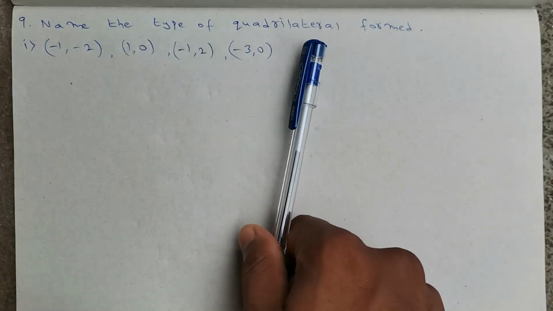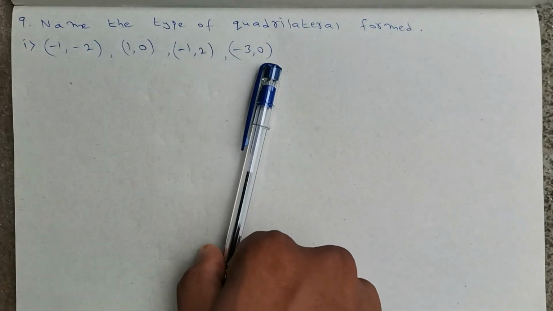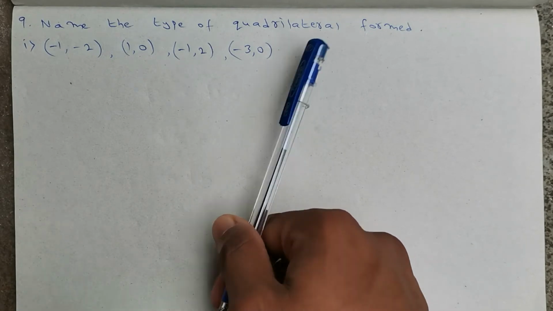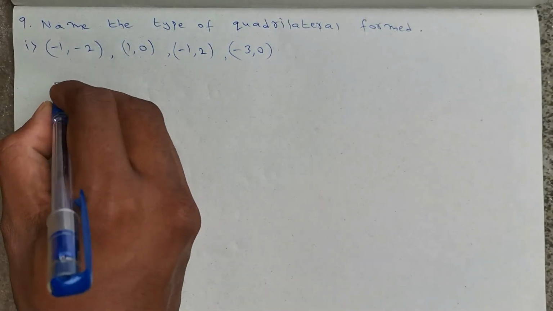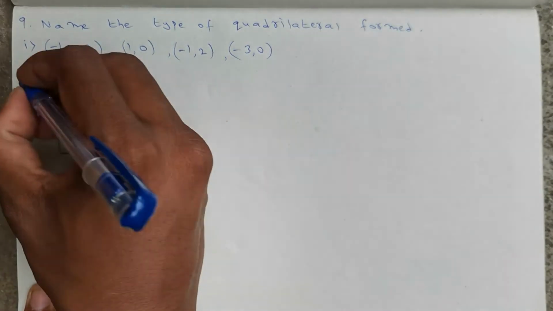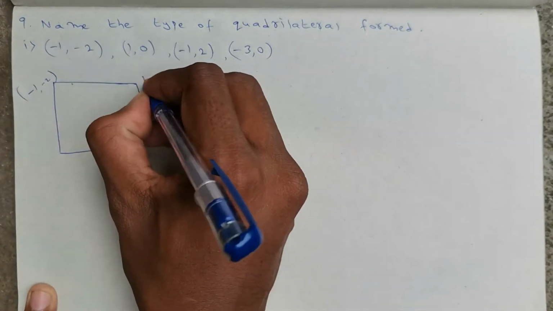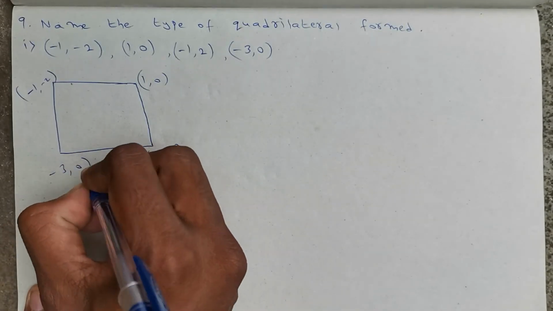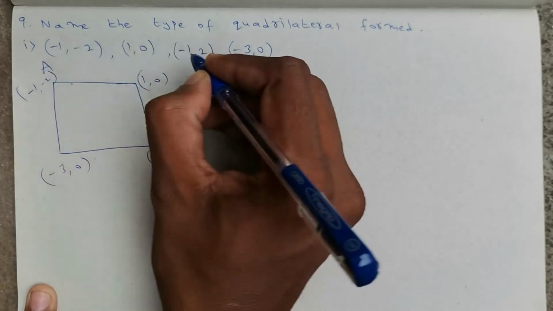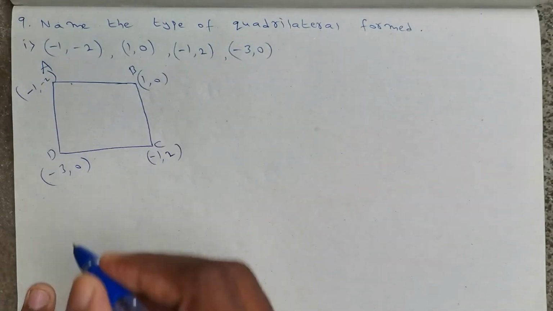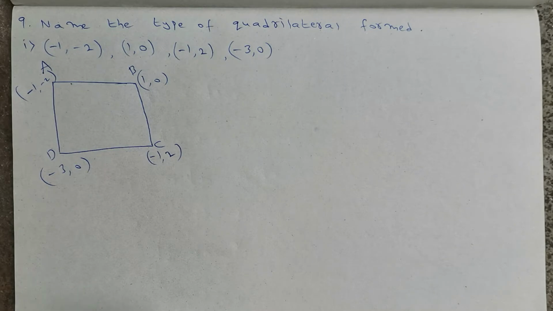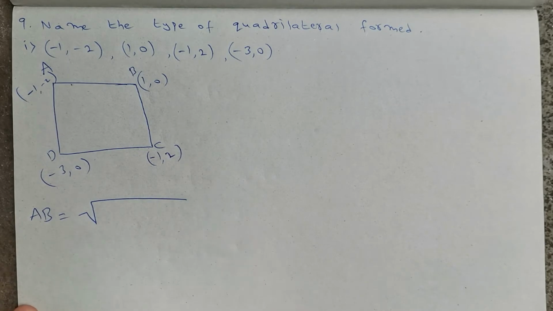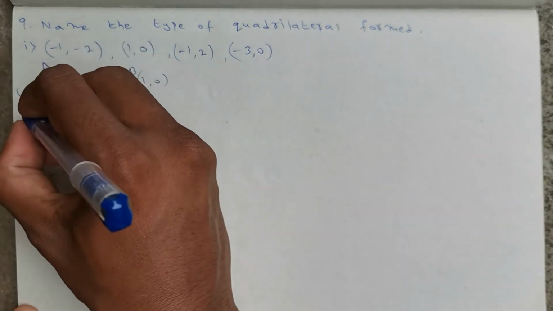The ninth bit is: name the type of quadrilateral formed. He gave 4 vertices. By using the distance formula, we need to find out which type of quadrilateral it is. Some kind of quadrilateral is there, we don't know which particular one it is. This is minus 1 comma minus 2, and this is 1 comma 0, and this is minus 1 comma 2, and this is minus 3 comma 0. So as not to have any confusion, I'm naming it A, B, C, D. So A, B, C, D, one quadrilateral is there. First let us find this AB distance. AB is equals to under root. This is x1, y1, and this is x2, y2.